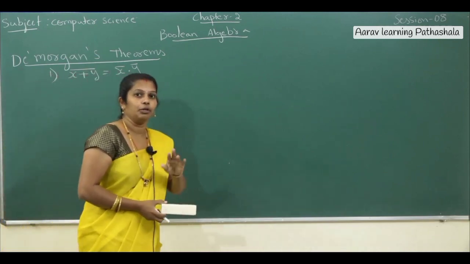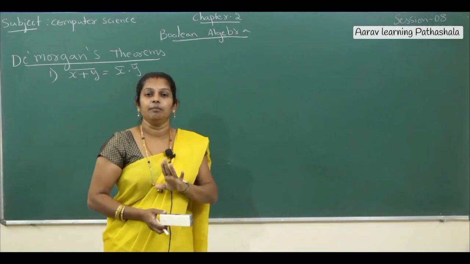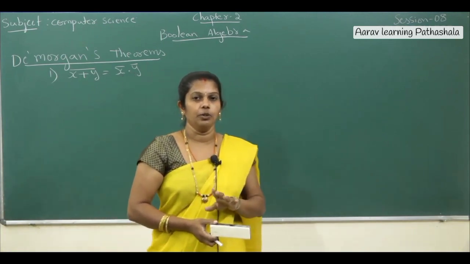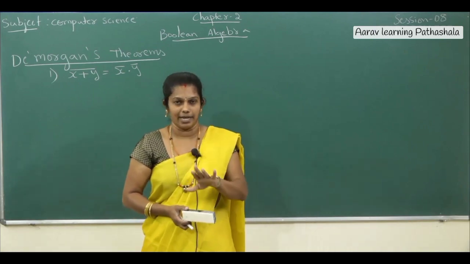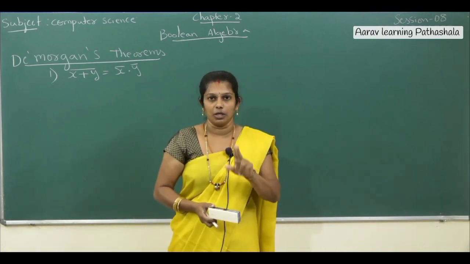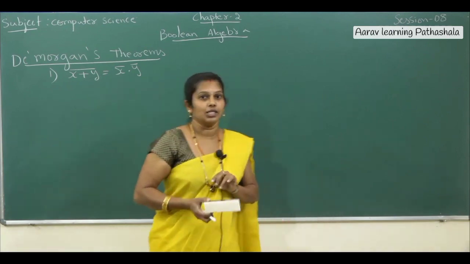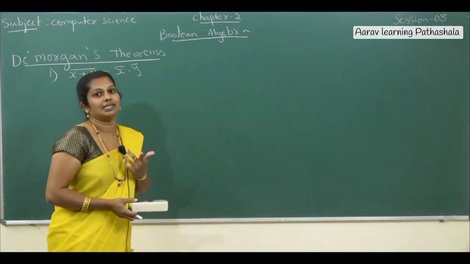This question they are going to ask for 5 marks: state and prove De Morgan's theorem. In the previous class I told you that on this chapter the total weightage is 9 marks. Out of 9 marks, there are 2 questions of 2 marks and 1 question of 5 marks. For 5 marks, they may ask this question: prove De Morgan's theorem.